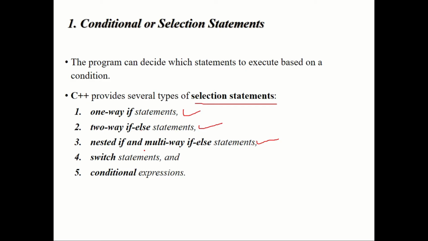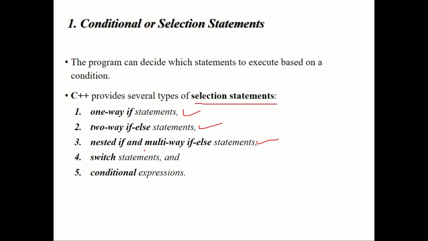Just like that, if this condition is satisfied, this type of execution of a line of program is called multi-nested if, multi-way if-else statements. And the fourth one is the switch statement. Switch means if this is satisfied or checked and true, do this or execute this and break. If this is not true, pass as it is until the default condition is reached.